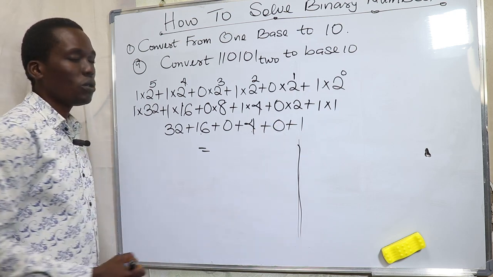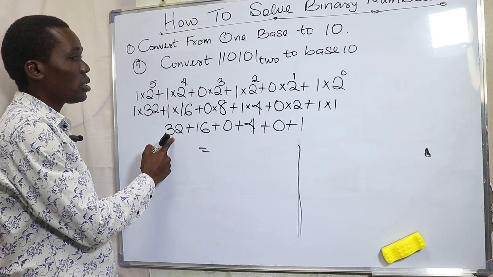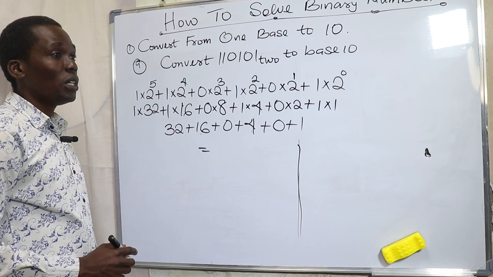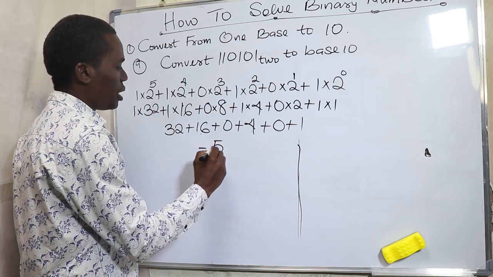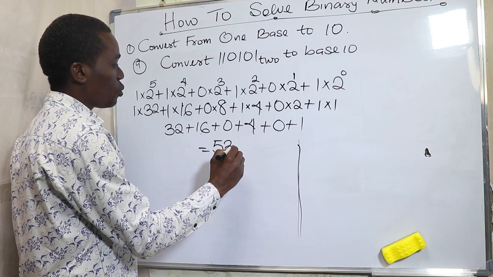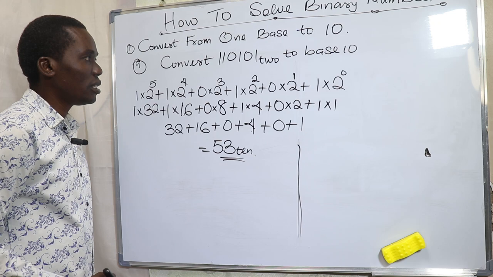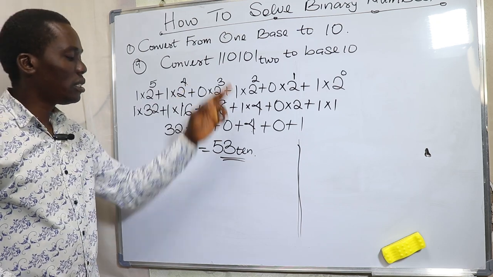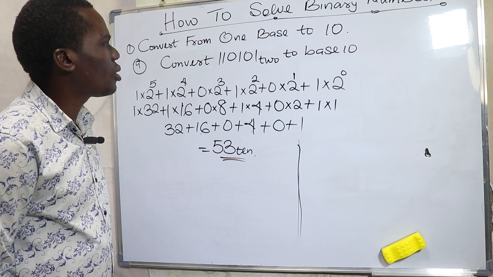20, plus 1 is 21, then 21 plus 32 is going to give me what? 53. Right? That will give me 53 in base 10. And that will give me the solution of these in base 10. Now let's look at this other solution.